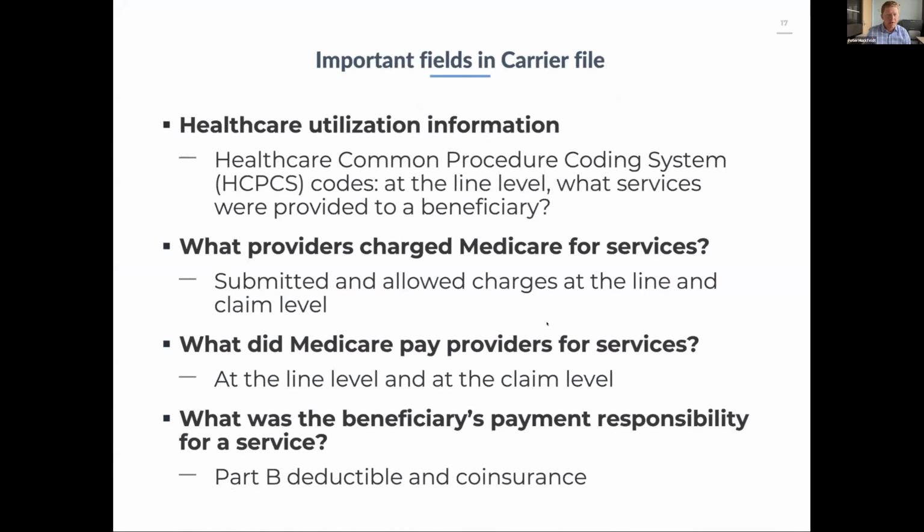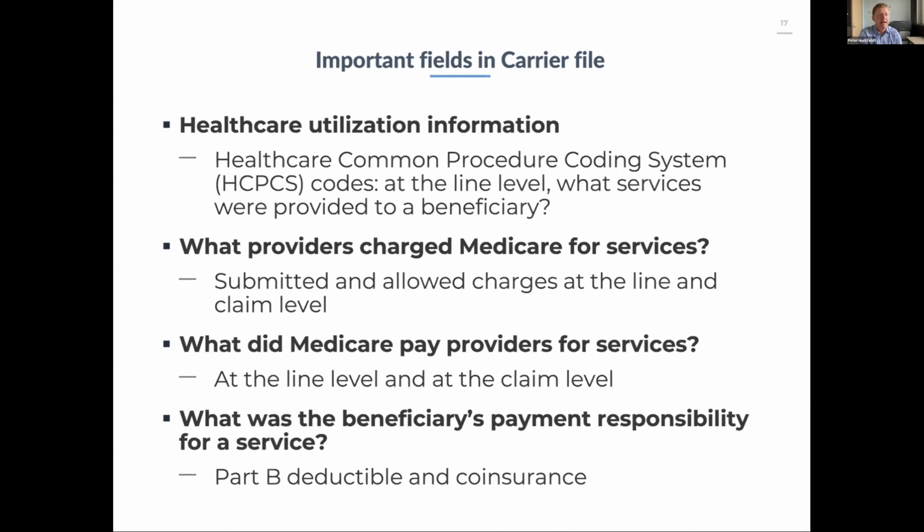Okay, so now let's talk about the carrier file, which includes claims from professional providers. There's a lot of important and helpful information in the carrier file. You can see the healthcare utilization, and here the identifying field, instead of being the MS-DRG, is the Healthcare Common Procedure Coding System, or HCPCS codes. And so this is telling you at the claim line level what services were provided to a beneficiary.